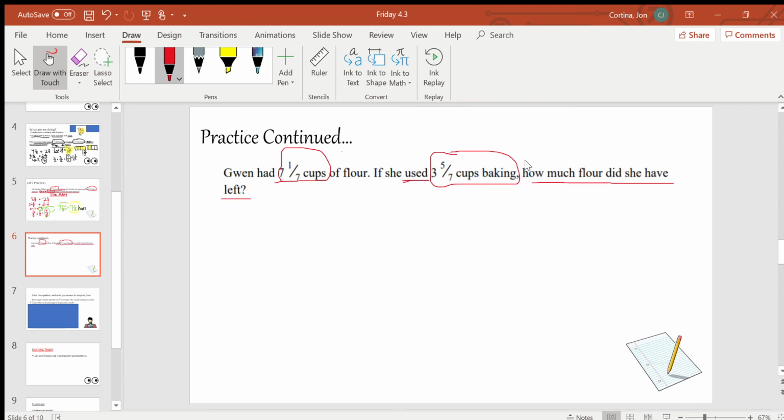Okay, so what are we looking to find out? Flour she had left. So that's the title of our problem. And we can just simplify that. Flour left over.